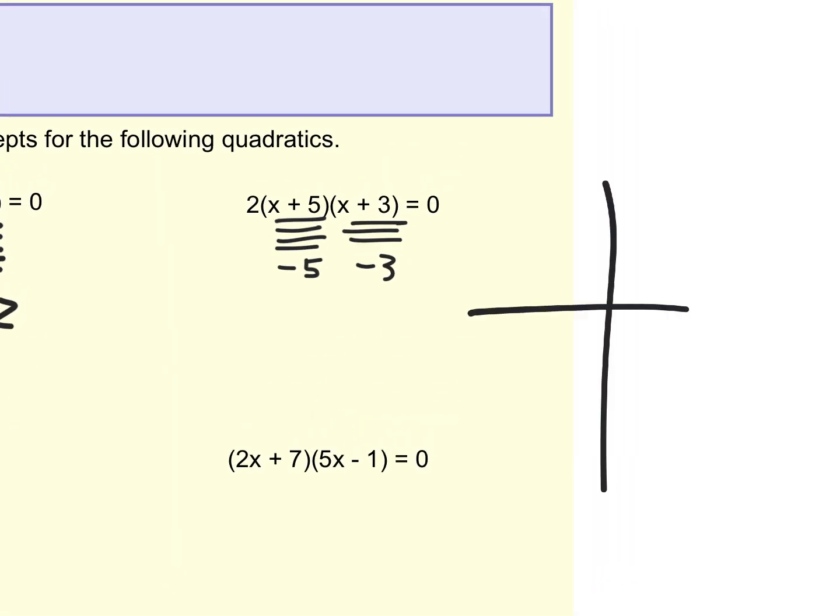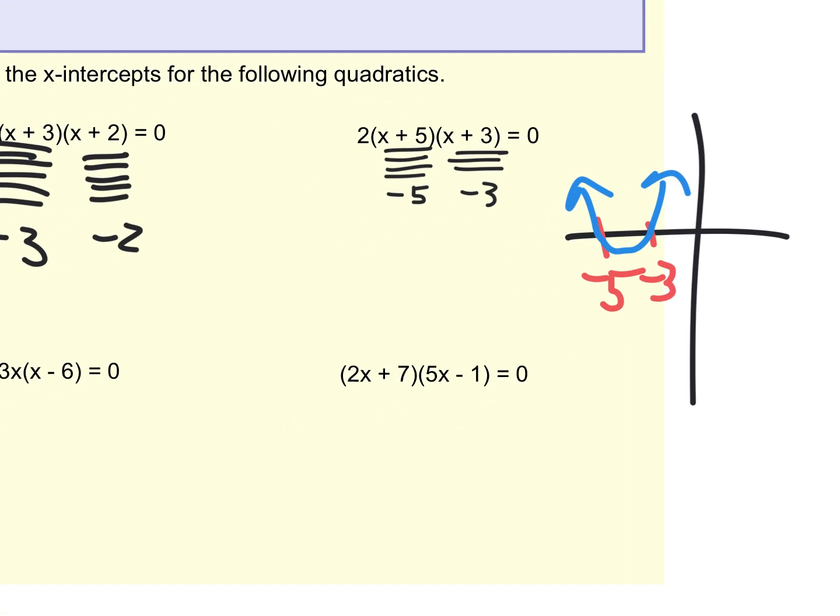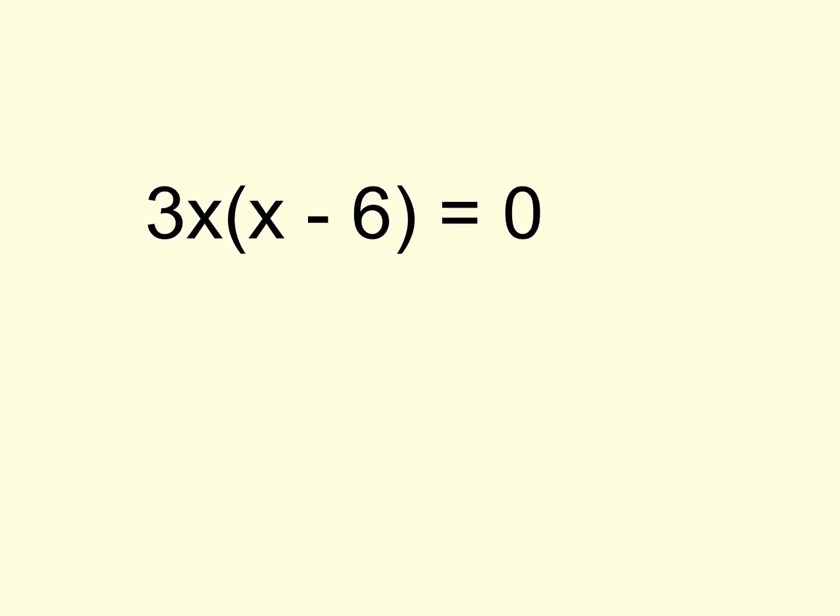See, if I was going to graph it, it would go through negative 5 and negative 3. And then it would be a parabola. It would look like that. So it really helps you graph them if you know those x-intercepts. But this one's different. It's impossible. I can't do it because it looks different.